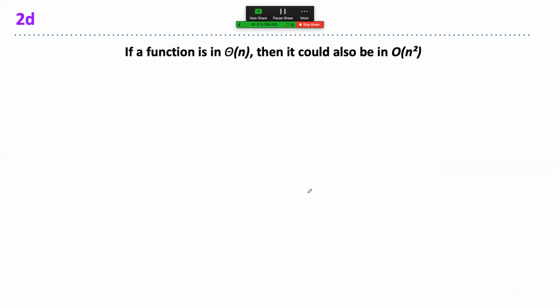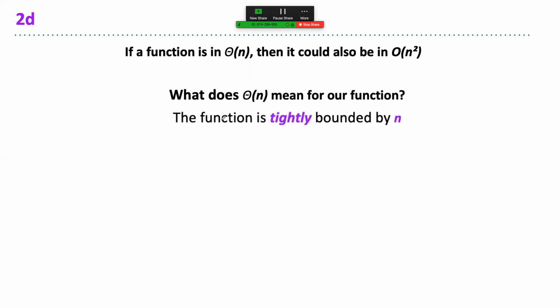Next: if a function is theta of n, then it could also be O of n squared. So what does theta of n mean for our function? The function is tightly bounded by n. We also talked about the definition of theta of n: if we're given a tight O of n and a tight omega of n, then we can definitely say it is theta of n in this case.